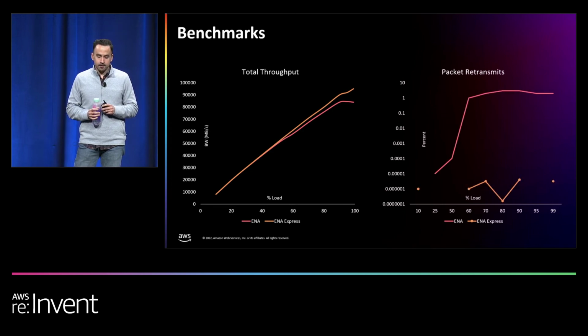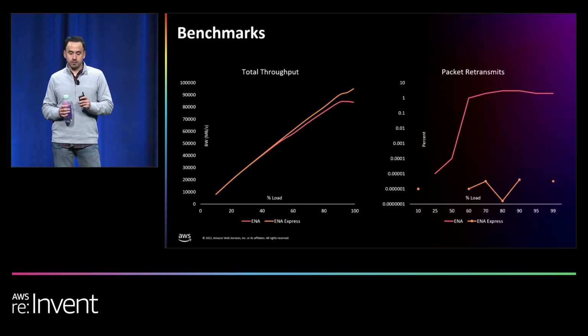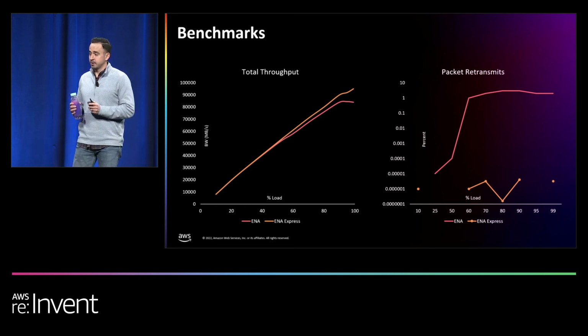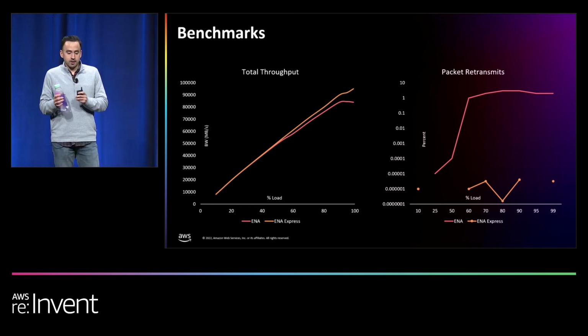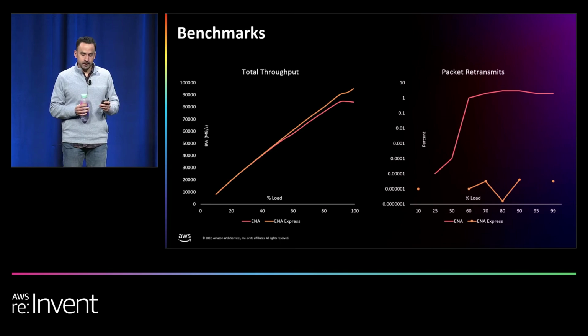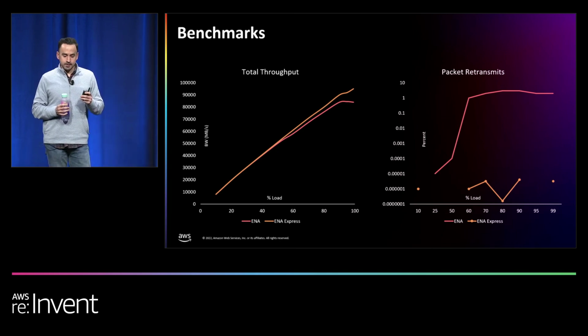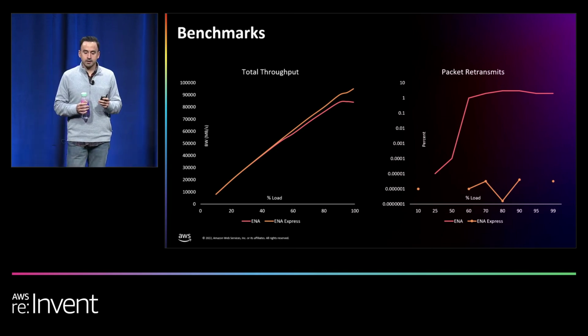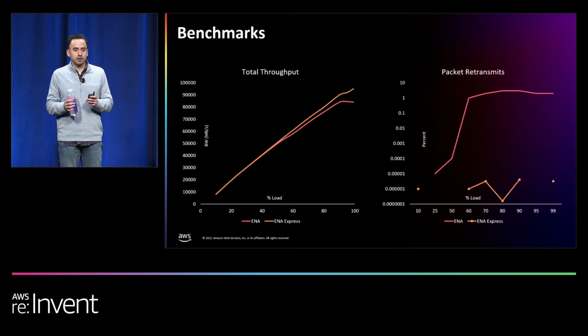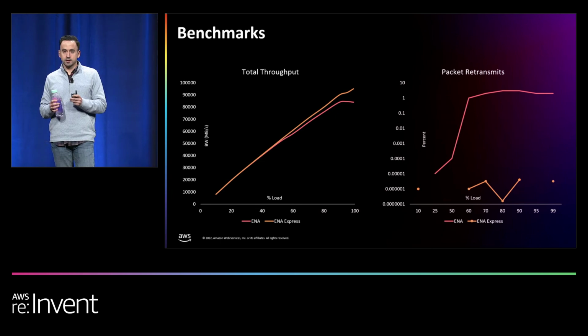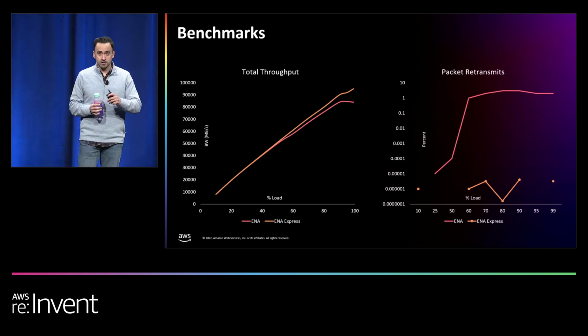Now on the right-hand side, under load, TCP starts to back off on flow rate, and at times we'll have to drop it to retransmit packets. That's what you're seeing here on the right. TCP over ENA starts seeing orders of magnitude higher retransmit rates than TCP over ENA Express. This is because SRD is inherently better at responding to this incast network congestion and traffic. In this case, lower is better.